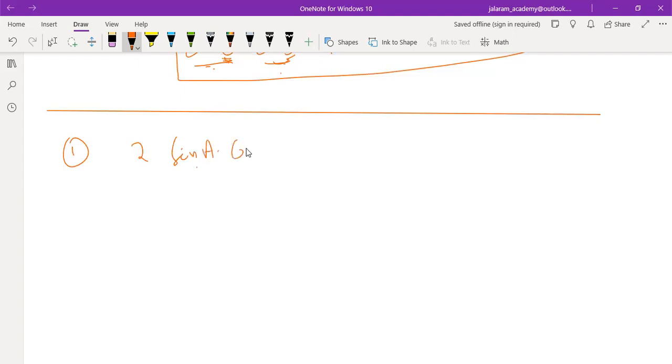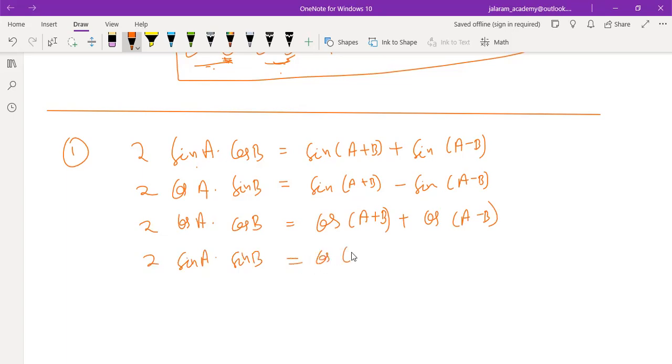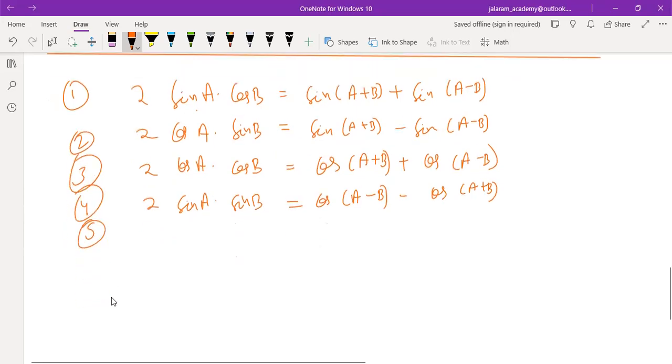2 sine A cos B equals sine A plus B plus sine A minus B. Then 2 cos A sine B equals sine A plus B minus sine A minus B. Then 2 cos A cos B equals cos A plus B plus cos A minus B. Finally, 2 sine A sine B equals cos A minus B minus cos A plus B. So after writing these 4 formulas, the 5th transformation formula is just opposite to this.